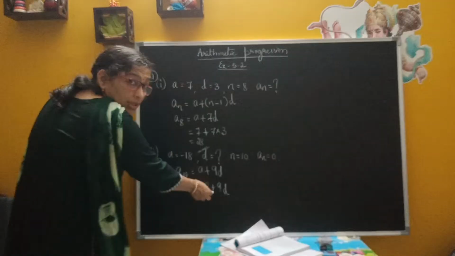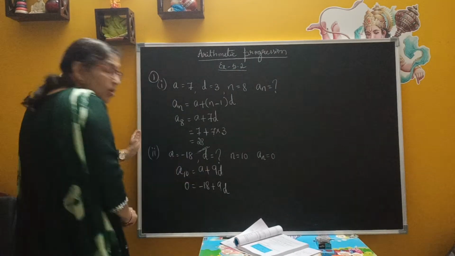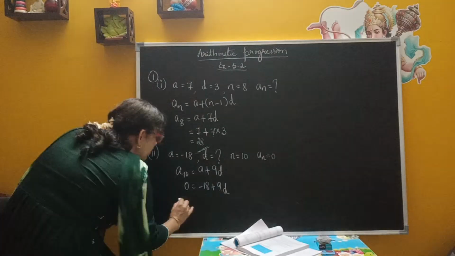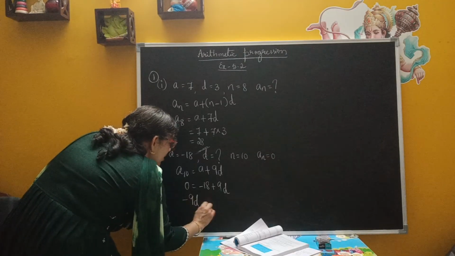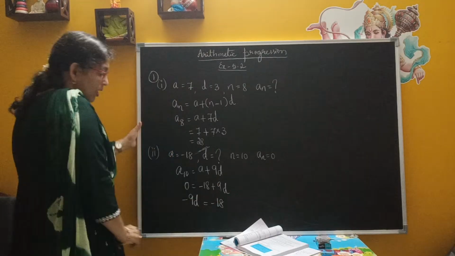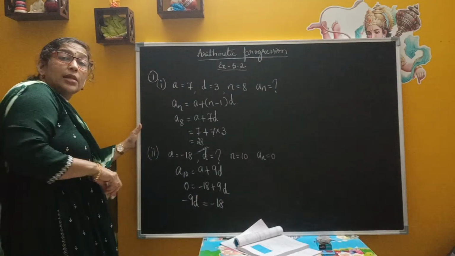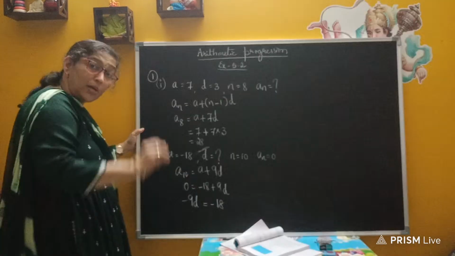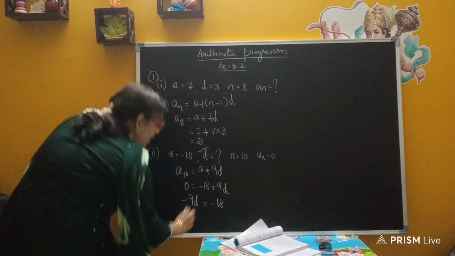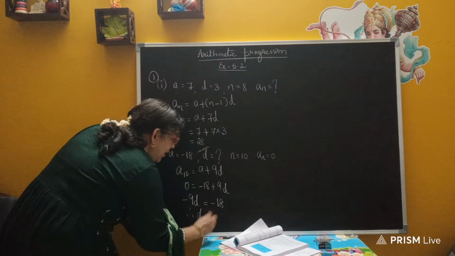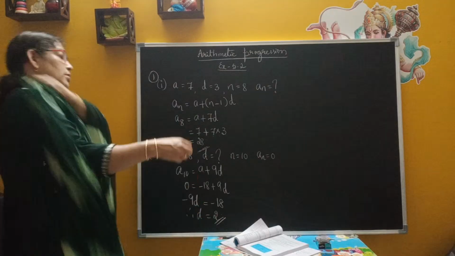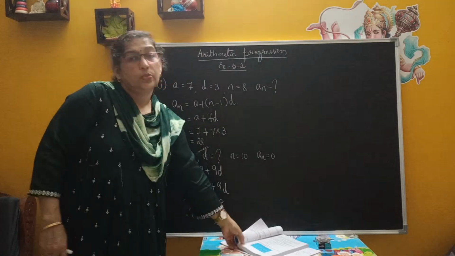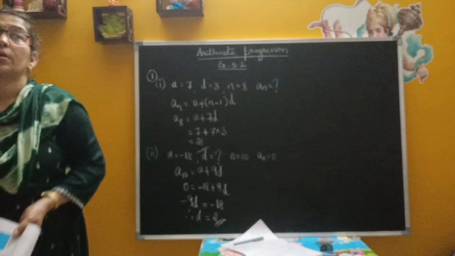So here we have plus 9D. When I shift this to LHS, what do we get? It becomes minus 9D. So minus 9D is equal to minus 18. Now the minus sign gets cancelled. So D is equal to what? Minus 18 divided by minus 9. Minus by minus, plus we get. So D is equal to how much? 9 how many are 18? 9 2s are 18, plus 2. So the common difference is D equals 2. So second problem is over.